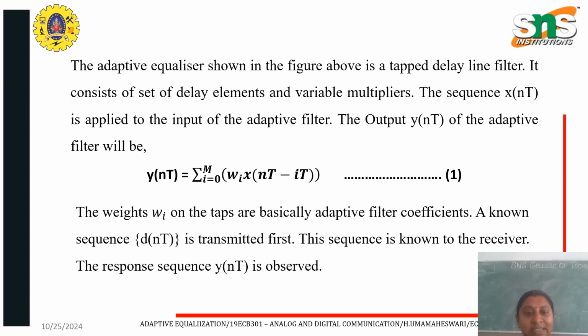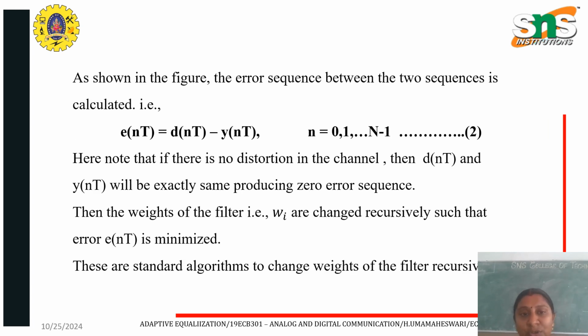A known sequence, that is d(nT), is transmitted first. This sequence is known to the receiver. The response sequence y(nT) is observed. As shown in the figure, the error sequence between the two sequences is calculated, that is e(nT) equals d(nT) minus y(nT). Note that if there is no distortion in the channel, then d(nT) and y(nT) will be exactly the same, producing a zero error sequence. Then the weights of the filter wi are changed recursively such that the error e(nT) is minimized.